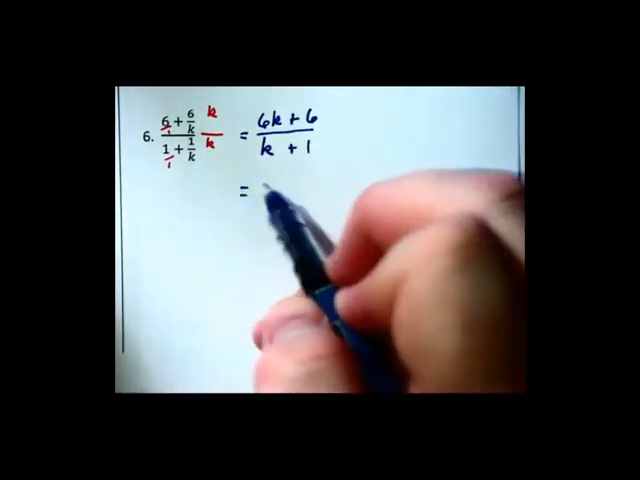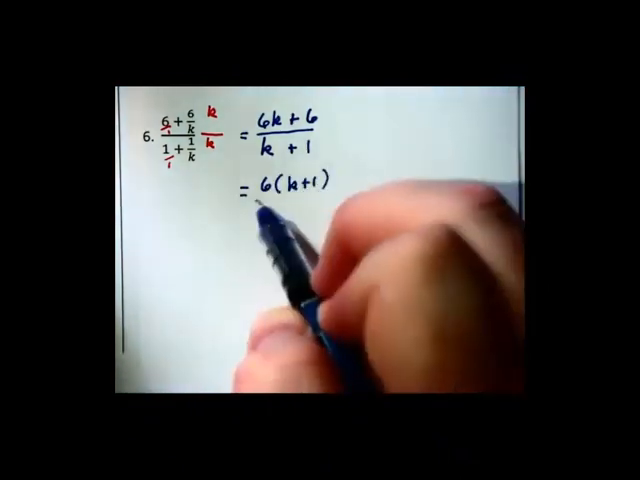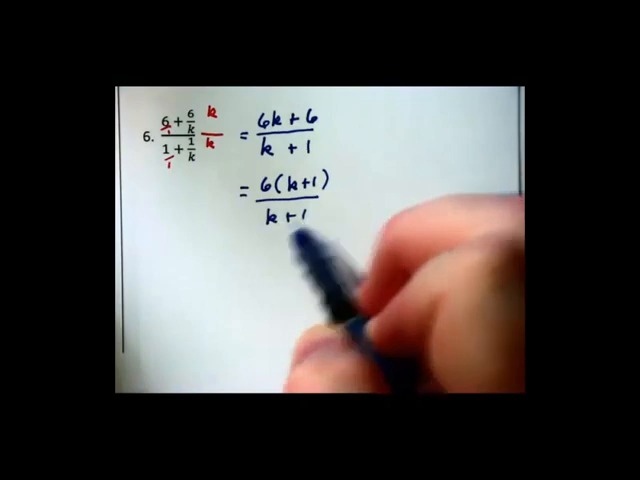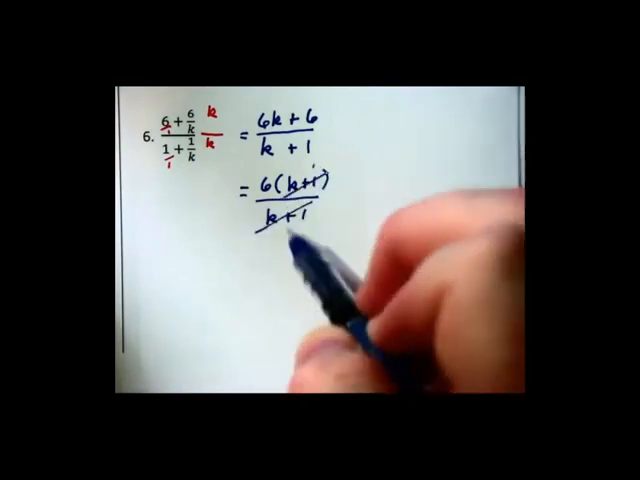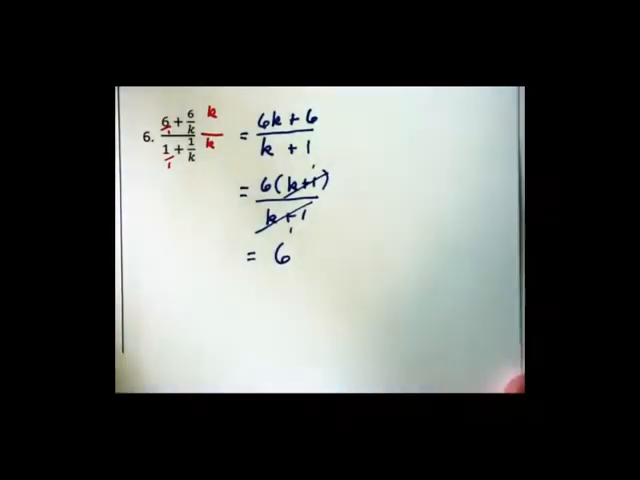Now up above in the numerator we can factor out the 6, and it will then cancel with that k plus 1 down below, and we have a final answer of 6 for that expression.